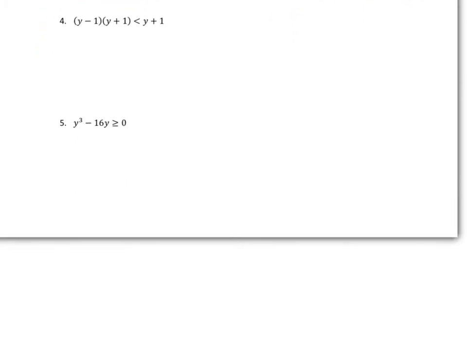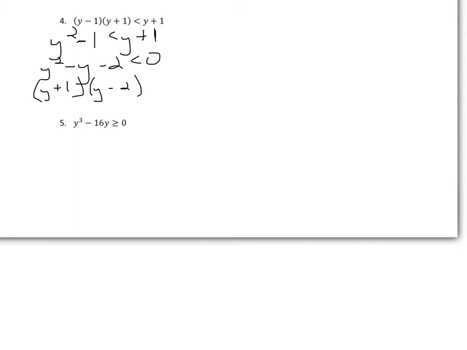Number 4. For number 4 we have a little bit more complicated problem. You can't subtract that y minus 1 over, and you're not going to be able to do much factoring there, so we need to FOIL before we do anything else. This is just a difference of two squares, luckily, so it makes it easy for us. y squared minus 1 is less than y plus 1. We could subtract the 1 and the y over, so we'll get y squared minus y minus 2 is less than 0. Now we can factor, and we've got y and y, minus 2, plus 1, is less than 0.